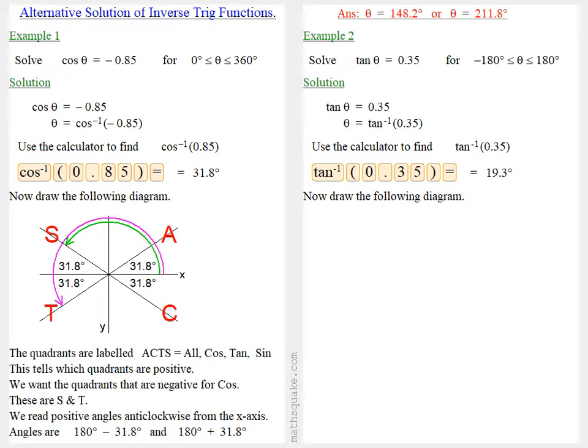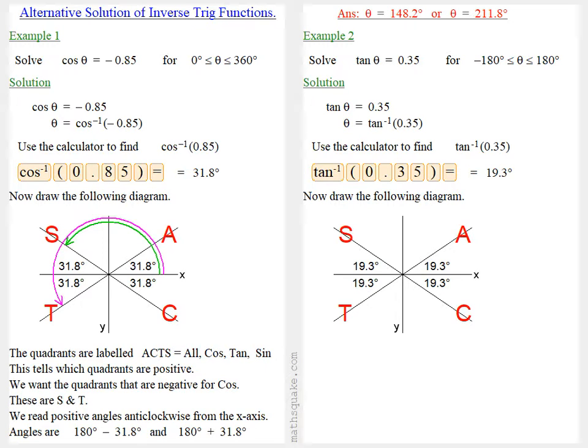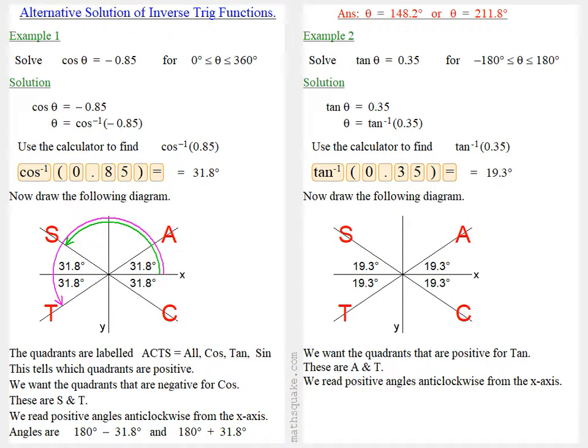Now we draw the diagram, the x and y axes and two lines going across through the origin, and label them ACTS. Above the x-axis we write 19.3 degrees, and we do the same above the negative x-axis, below the negative x-axis, and below the positive x-axis. Now we want the quadrants that are positive for tangent. That's A, because all of them are positive, and T, because tangent alone is positive. So we want to read off the angles for those two lines.